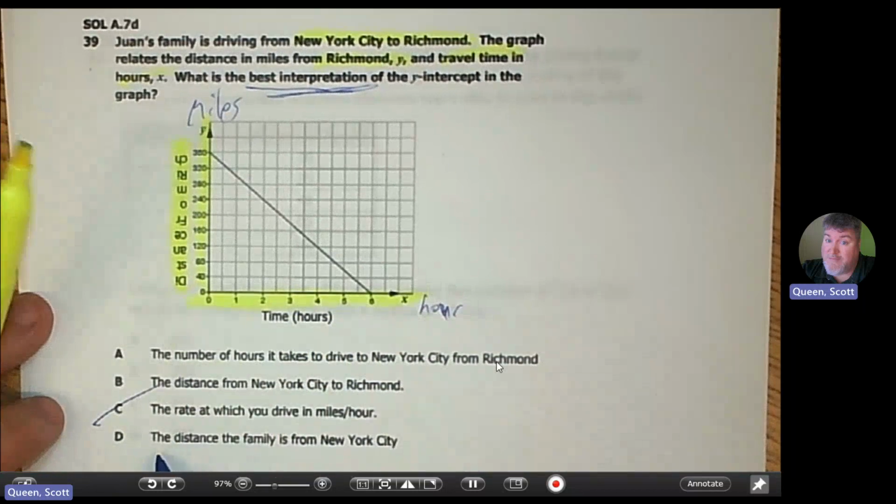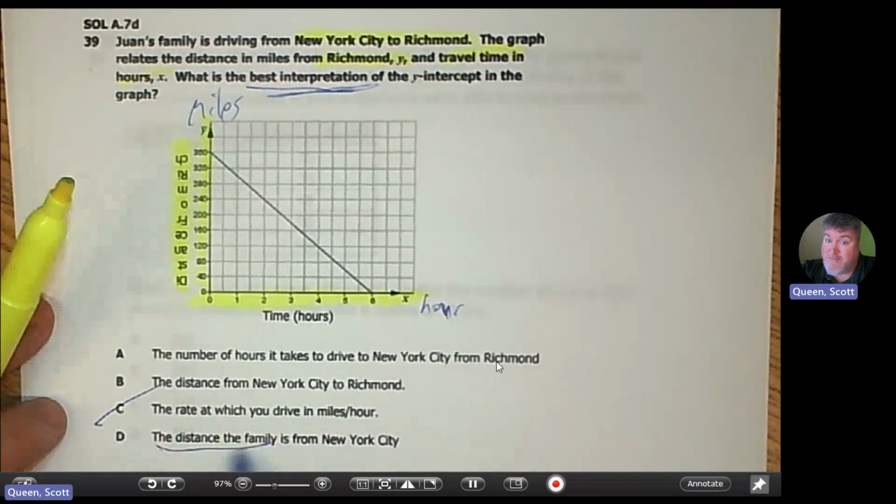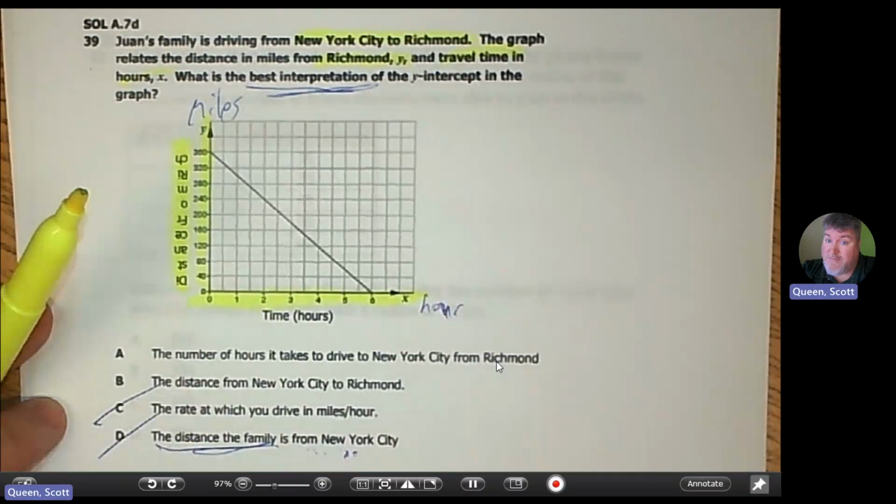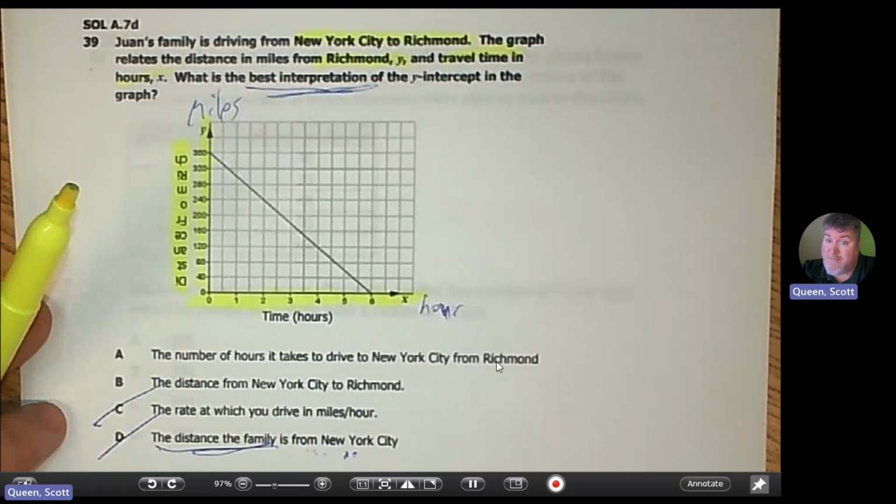Okay, now look. You can also eliminate D. Why? It says New York. That's telling us how far we are from New York City. Right, we might be in the middle somewhere, right? Good, eliminate. All right, we're down to 2.